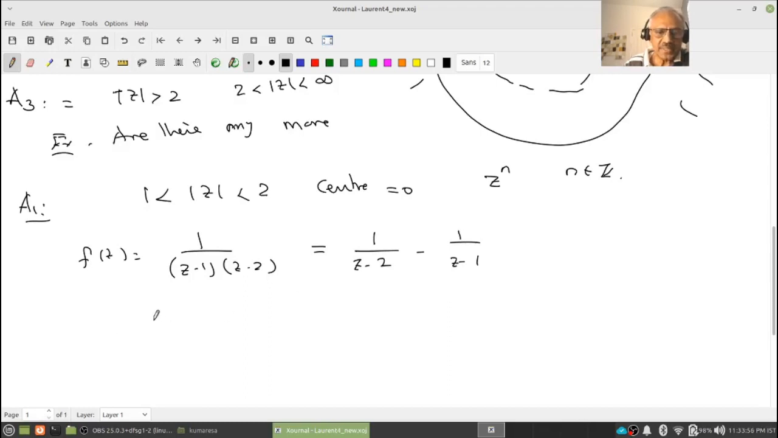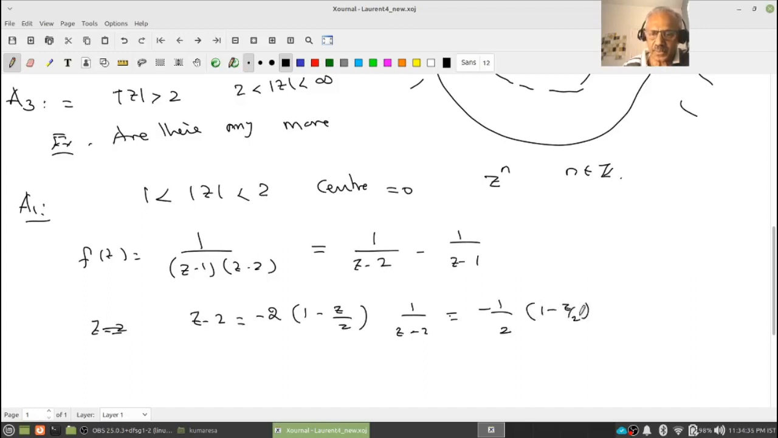Now let us look at 1 by z minus 2. Here mod z is less than 2, right? So I want, as I said, a geometric power series. Therefore, for z minus 2, I can take 2 out, if you want minus 2, 1 by z minus 2. Is it okay? Therefore, 1 upon z minus 2 will be minus 1 by 2 and 1 by (1 minus z by 2) inverse.